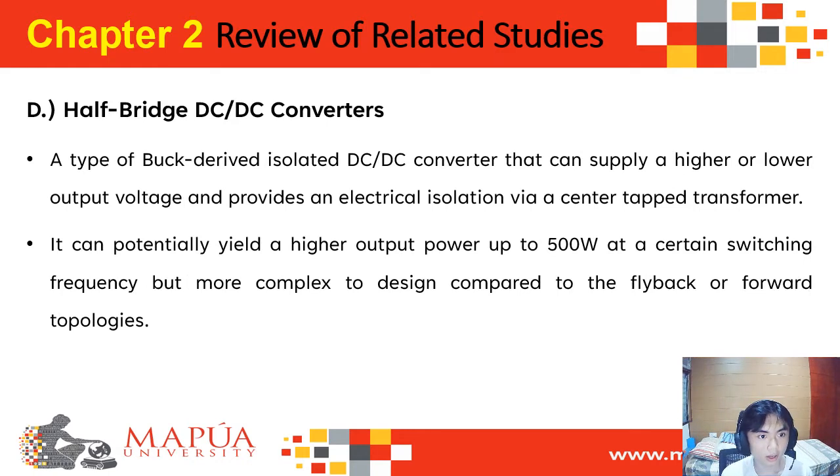Next is the half-bridge DC-DC converters. Half-bridge DC-DC converter is a type of Buck-derived isolated DC-DC converter that can supply a higher or lower output voltage and provides an electrical isolation via a center tap transformer. It can potentially yield a higher output power, up to 500 watts at a certain switching frequency, but more complex to design compared to the flyback or forward topologies.